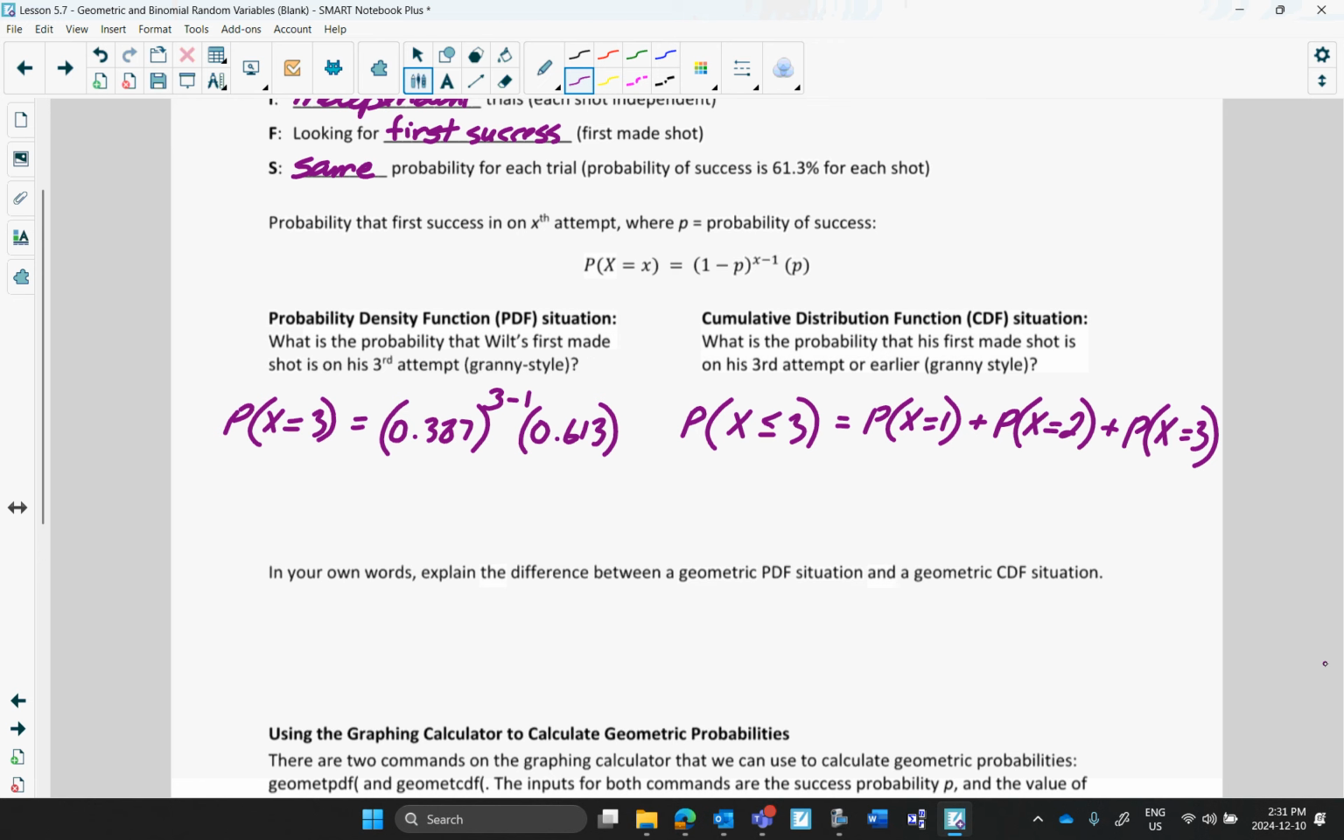Because here, the probability of the first shot would simply be, well, he makes it on the first, so it's this. The probability of the second is he misses and then makes. And the probability of the third is he misses twice, then makes. So you can see that's a lot of calculating. This is a formula you'll always get, but the nice thing is, before I go to that.